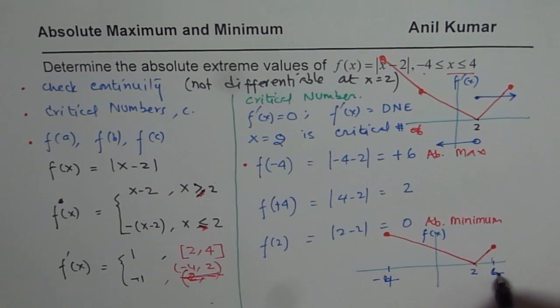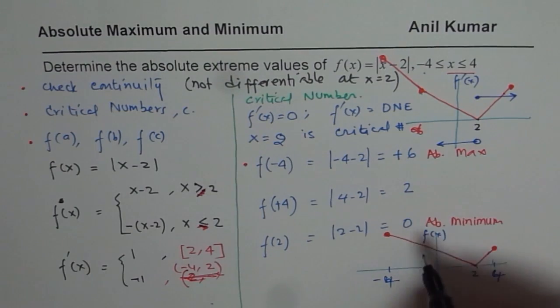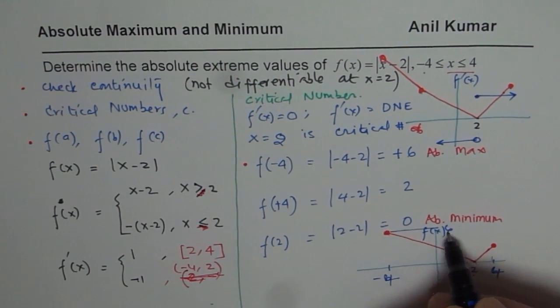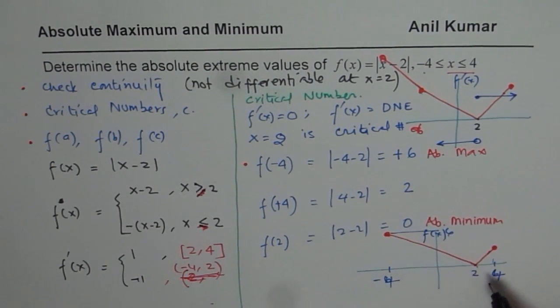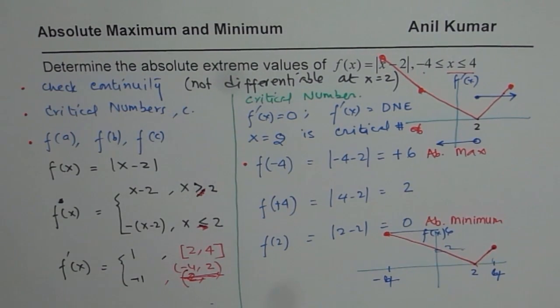-4 and +4. Okay, so we are working on -4 and +4, and those are the values. +6, so this is the value 6. Okay, and at 4 you get a value of 2. So that is how the function looks. So as I was saying, you should check for critical numbers. Here it is not differentiable at 2, and that happens to be your absolute minimum, right?